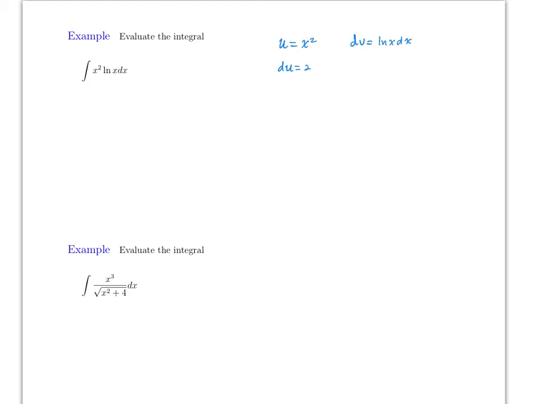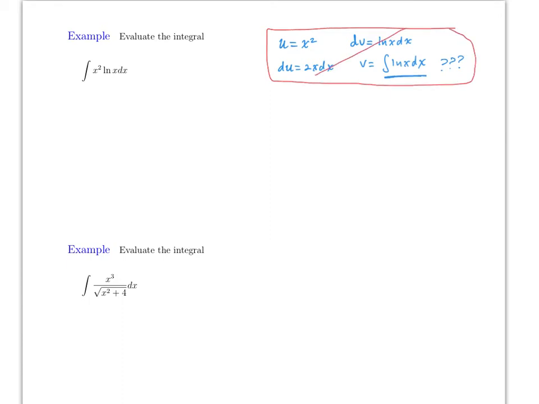We need du, which is 2x dx. That was easy. But then v is the integral of ln x dx, which is not a basic integral that you know. The derivative of ln x is 1 over x, but you don't really know the integral. So this is going to make life difficult. So at this point you realize, okay, since I don't know this, I need to figure out first what it is before I can keep going. Or let me just reverse the choice of u and v, and maybe that will make life easier.